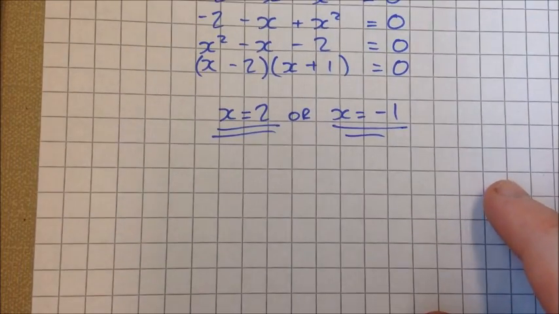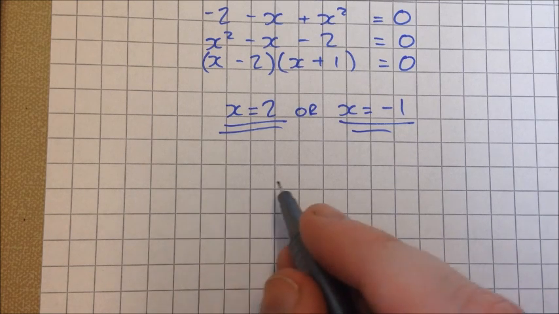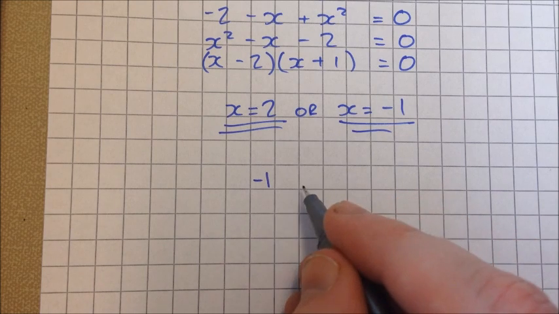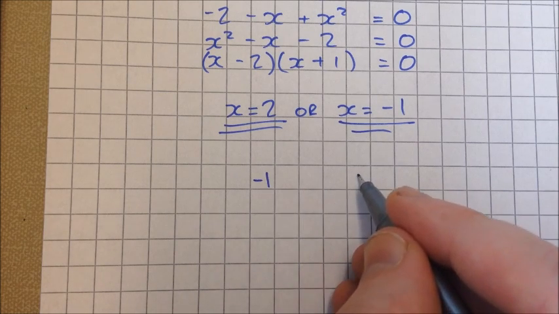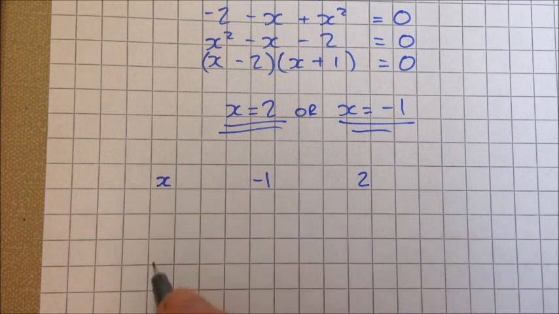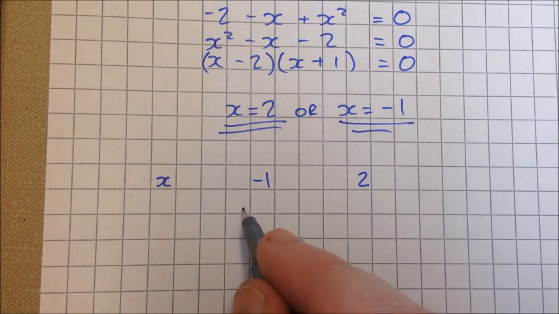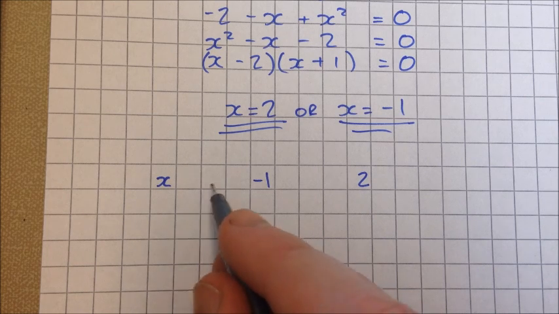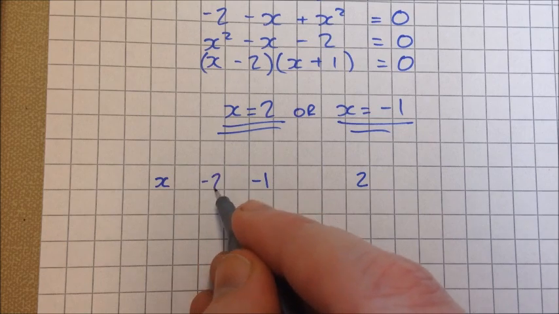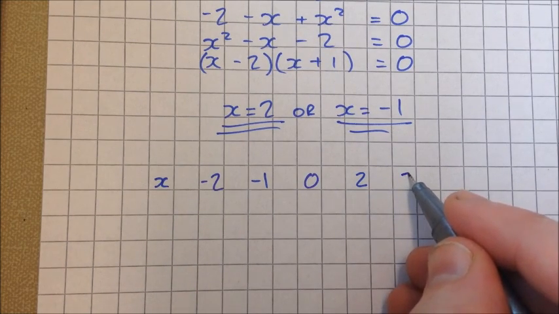Right, when we are going to find out for part B the nature of those points, we've got a point at negative 1, we've got a point at 2, and those are our x values. We want to work out some gradients in between these points. So that's negative 2, 0, we'll try, and we'll try 3.